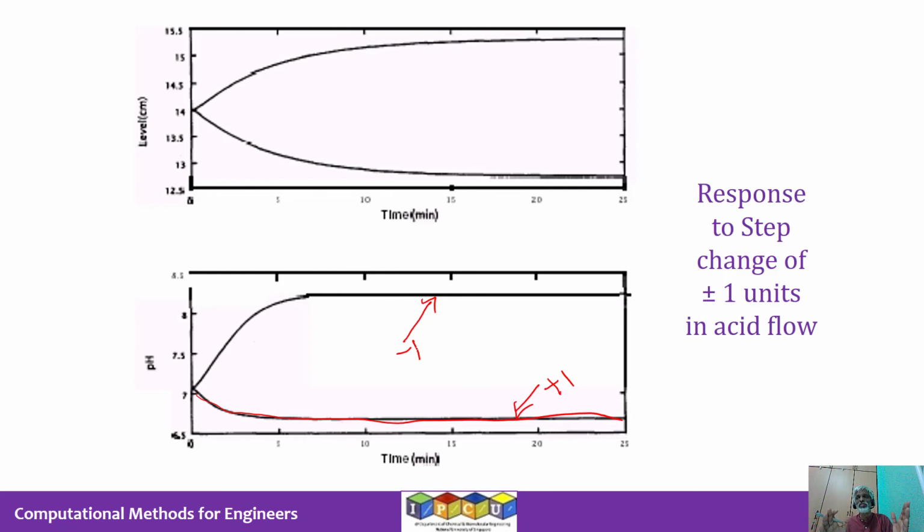So now you have a system where there are two variables. Y1, the level, behaves in a linear way. Y2, which is the pH, behaves in a nonlinear fashion. Overall, the system is nonlinear. So if you're controlling the level of the system, a linear controller will work well. If you want to control the pH, you have to have a nonlinear controller because its behavior is nonlinear.